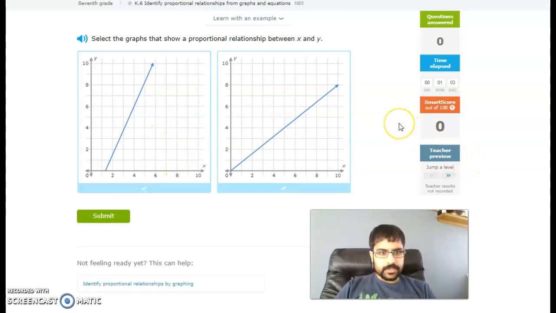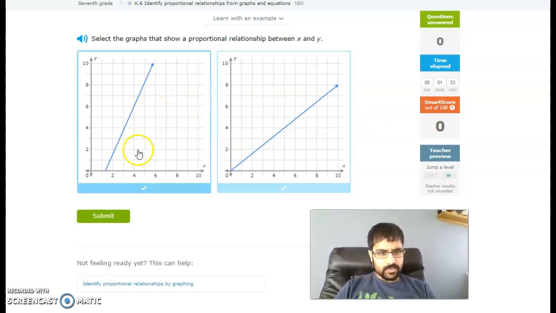The next skill that we're going to be looking at today is to identify proportional relationships from graphs and equations. You can search for this skill using NB5. So if I look at these two graphs, they both look like they are linear equations. If for some reason you forget how to identify if something is linear or nonlinear in a function on a graph, you can always look at Tuesday's video where we went over that skill.